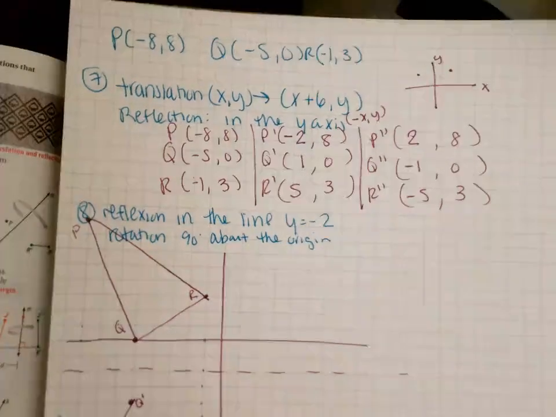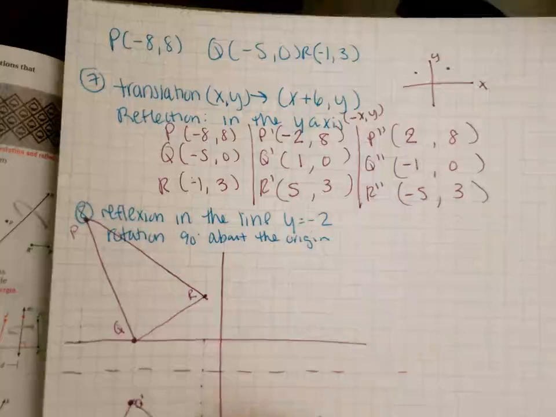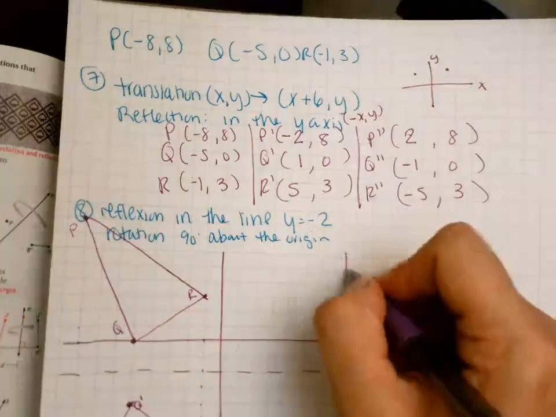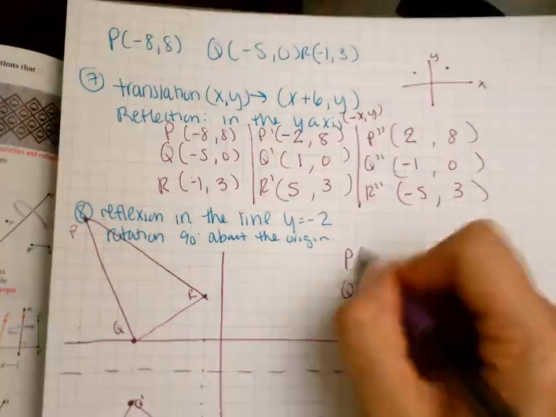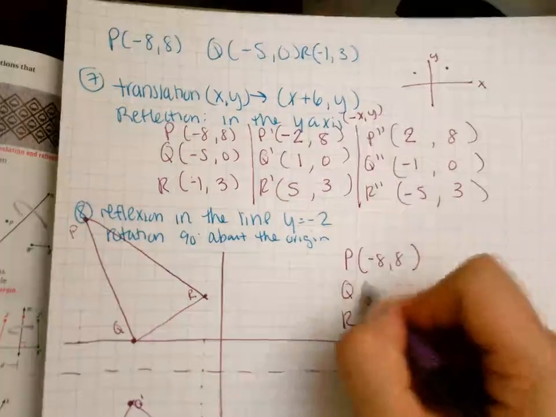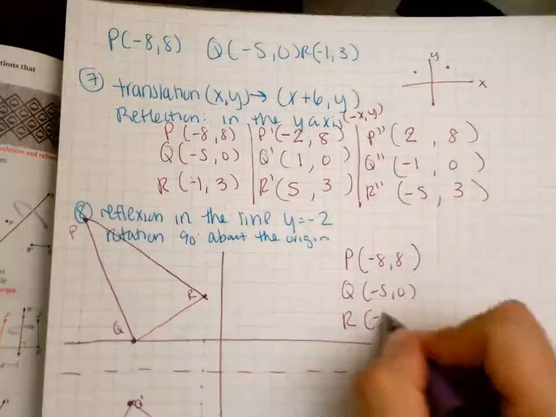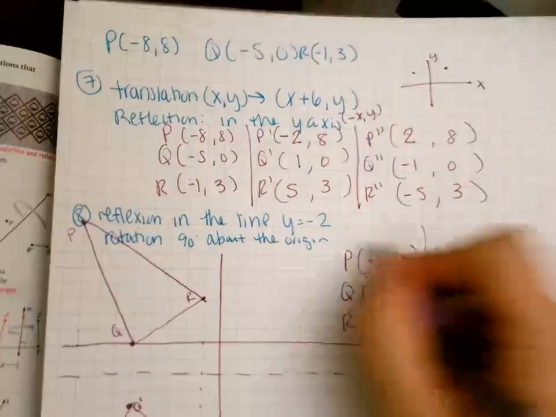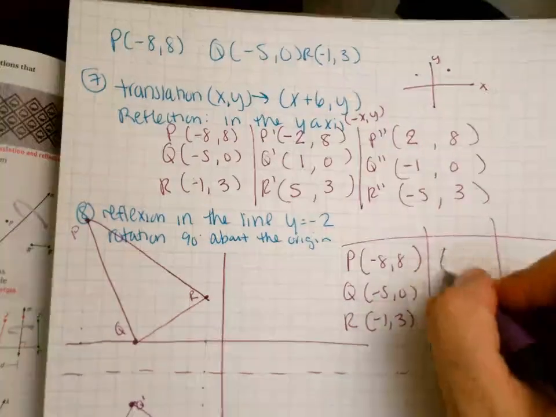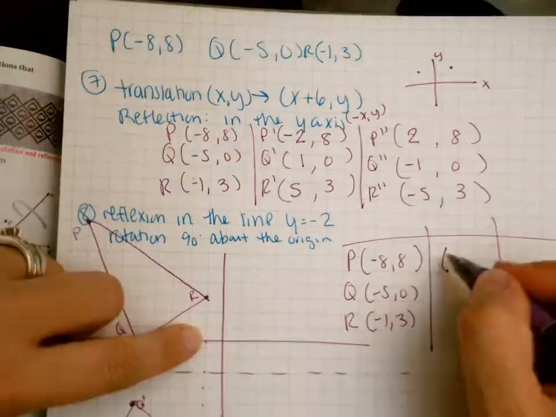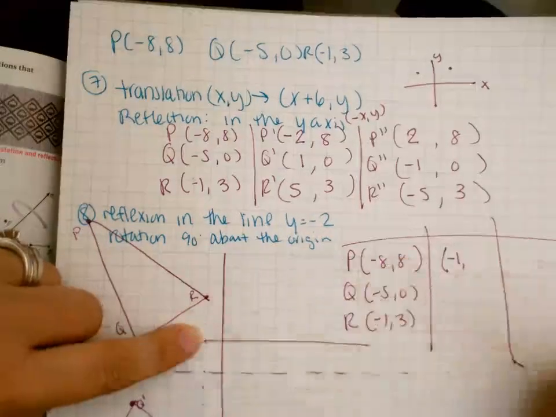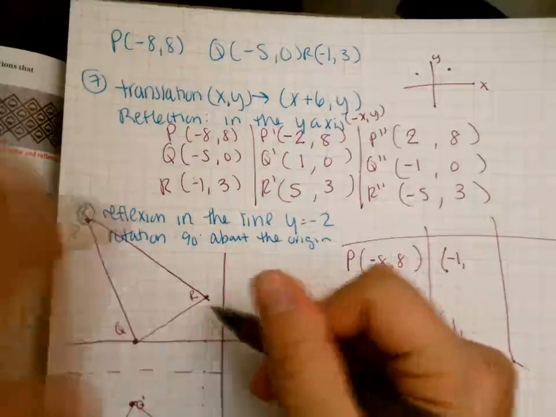Alright, so where are we at? We got to write down these coordinates. So we had our P, our Q, and our R. Originally we're at negative 8, 8, negative 5, 0, negative 1, 3. After the first thing that we did, they are now at negative 1. That's our R.